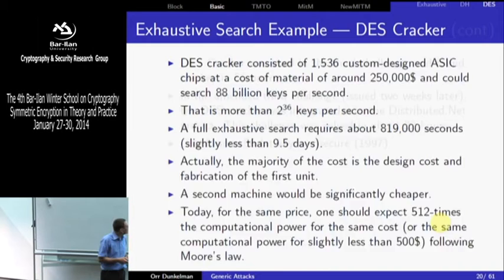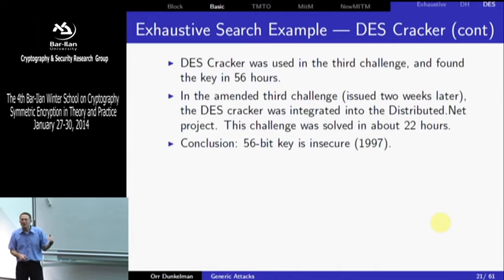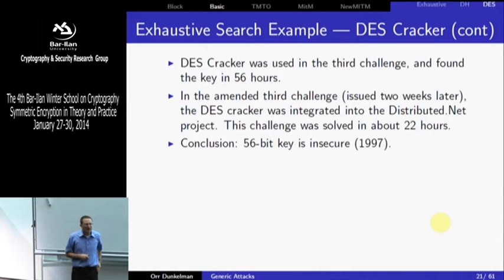There are several other projects that show that this is actually the limit. The Copacabana, for example, did it on FPGAs. And I think that at this point, you can all agree that 56 bits are not enough. Well, at least in 97 terms. We all agree?